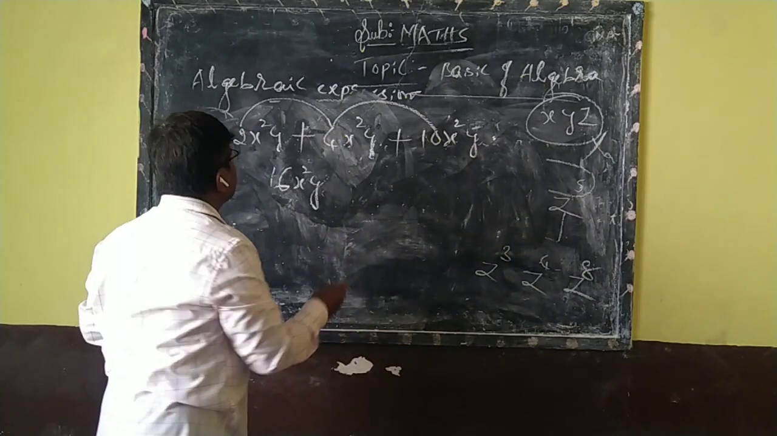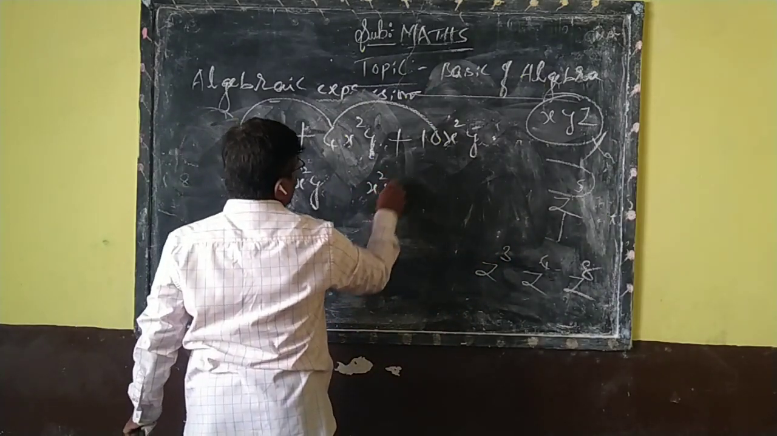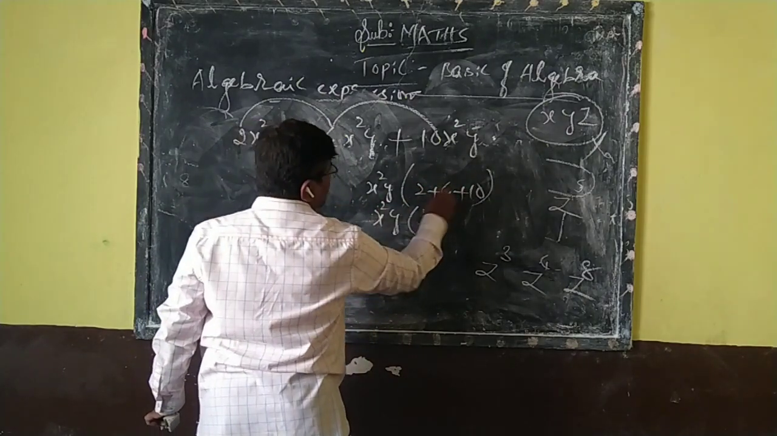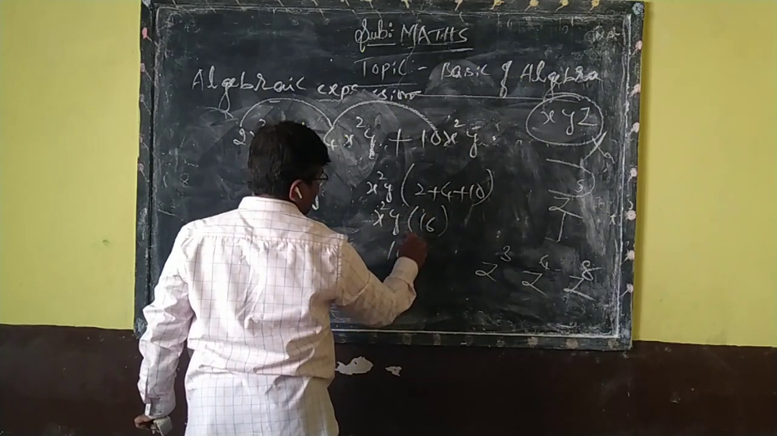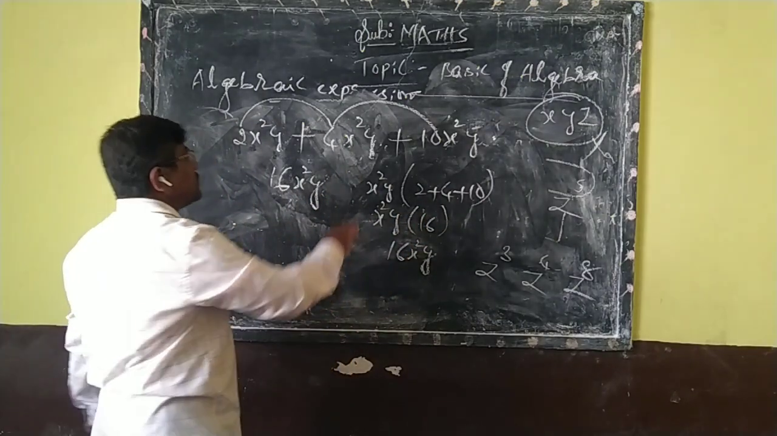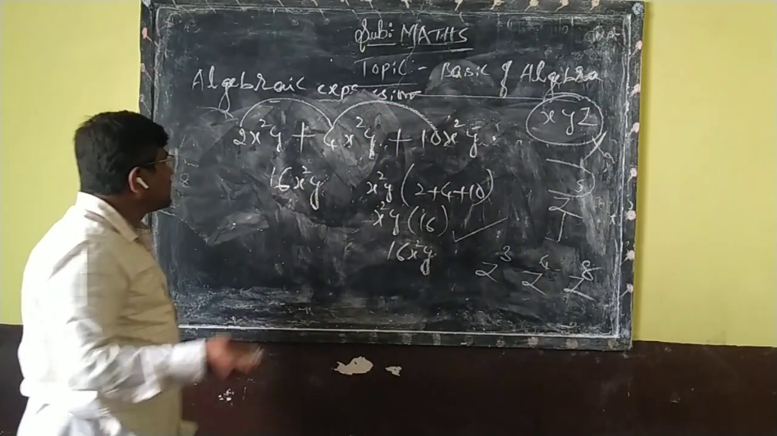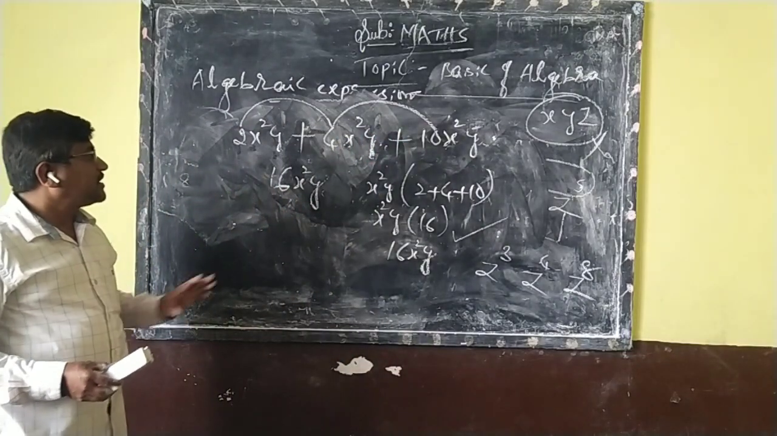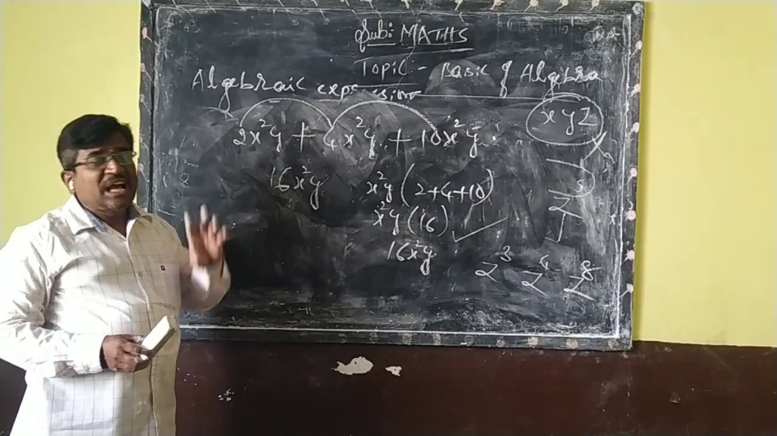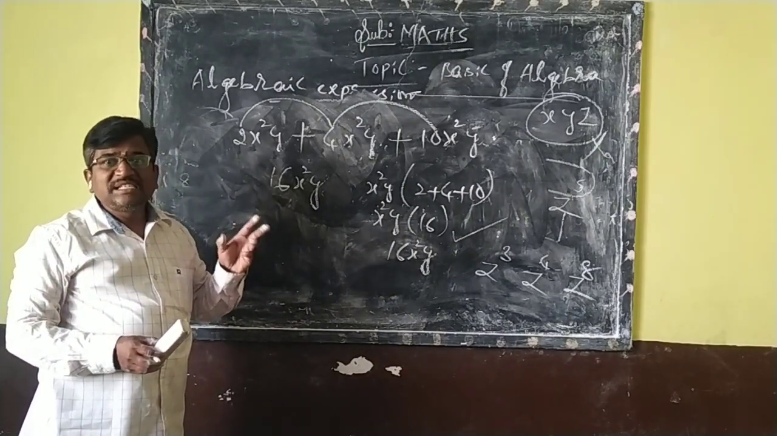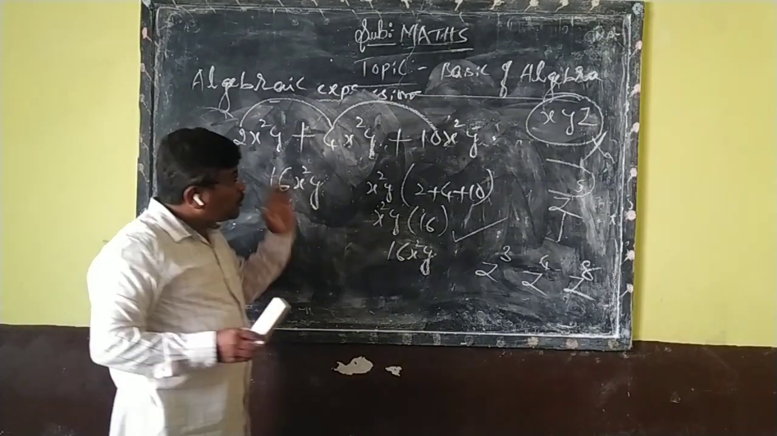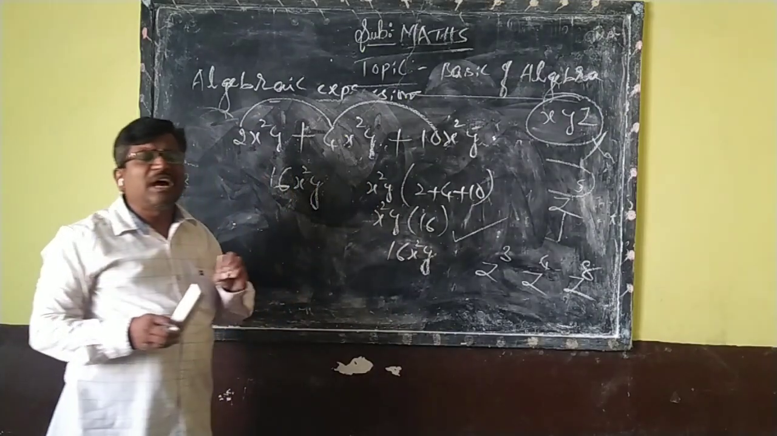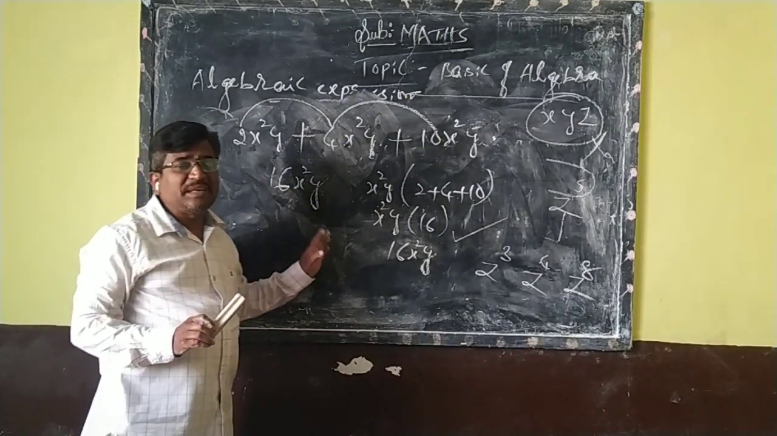Some persons will teach like this: take x square y common outside, 2 plus 4 plus 10, then you can add, this is 16, then multiply, 16 x square y. So this is also correct. Methods are different, but this is the shortcut, the simple way we can explain. First you add and keep the variable part as it is. Okay, students. Subtraction and multiplication I will explain in the next class. You can practice more and more, then you can understand how to solve. It's very interesting and very important, the basics for you.